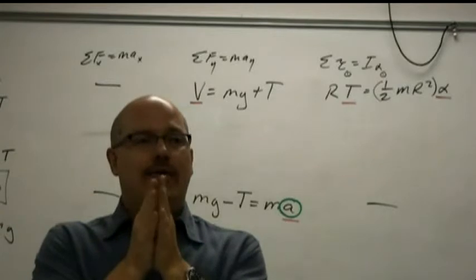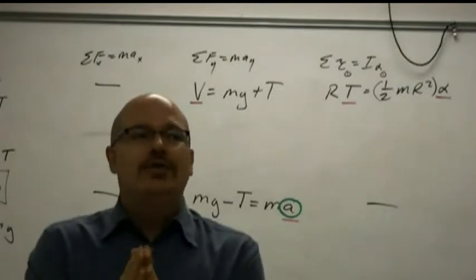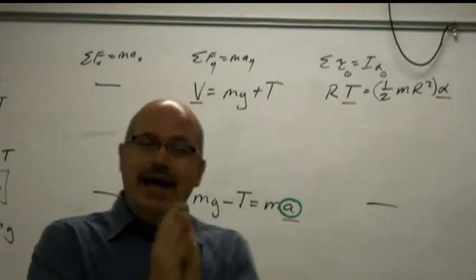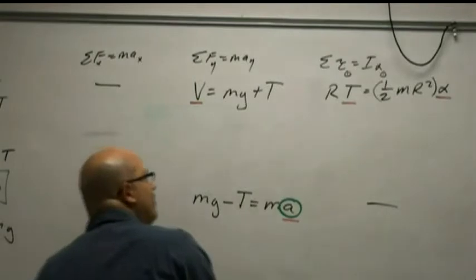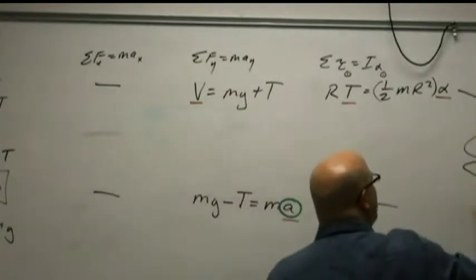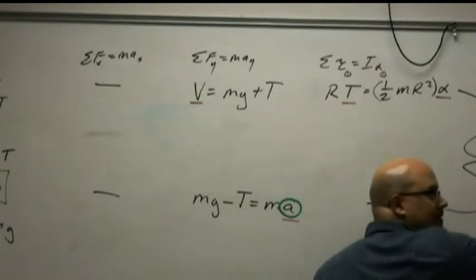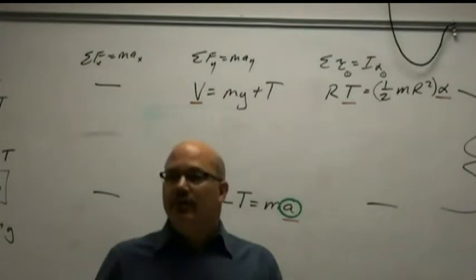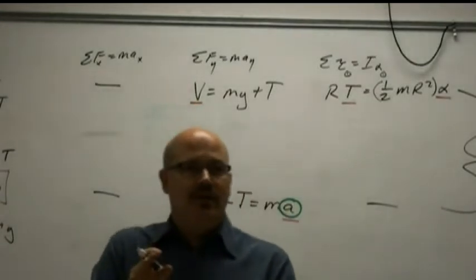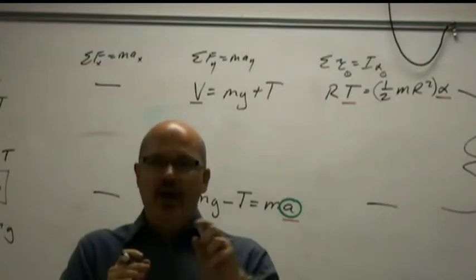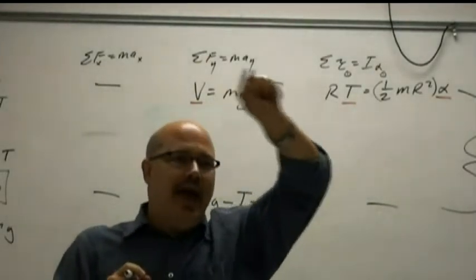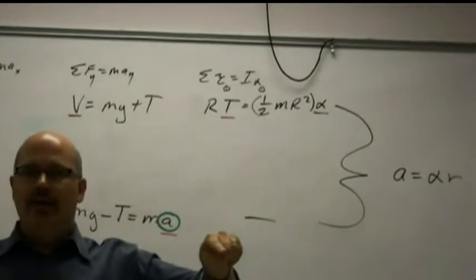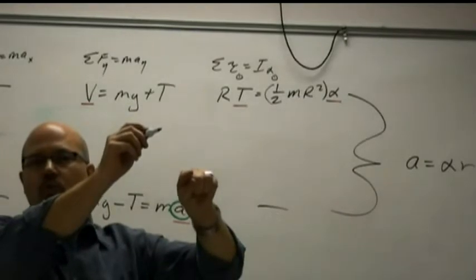We need another equation. Make one up. I choose to make up this one. The connector equation between these two is that a equals alpha r, because we have no slip. We have a no slippage problem.